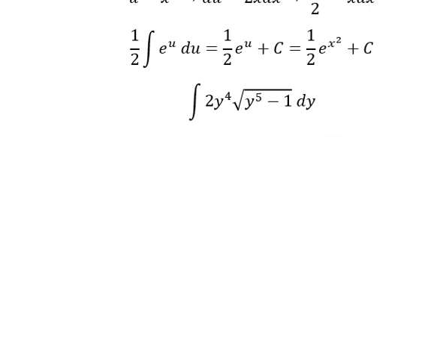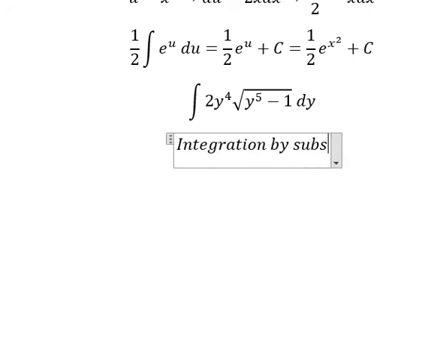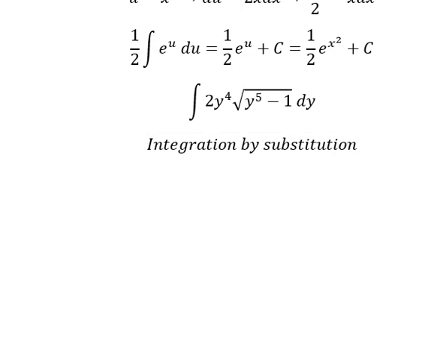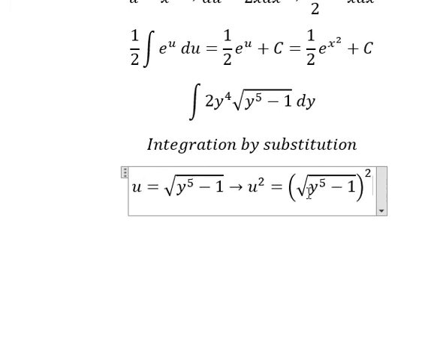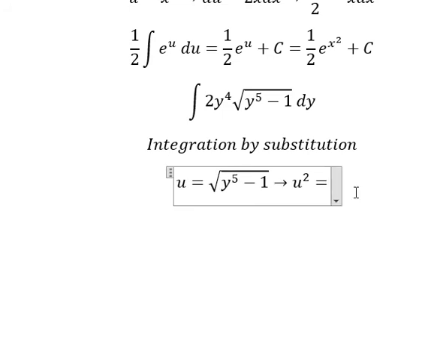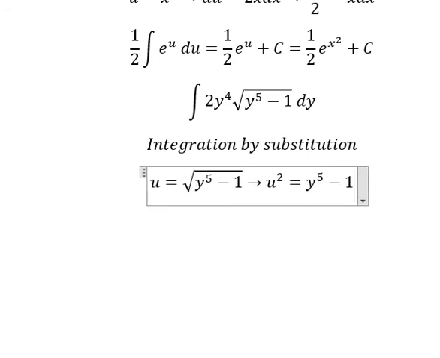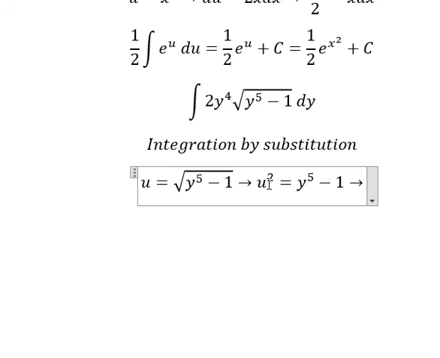We need to use integration by substitution. So I will put u equals the square root of y to the power of 5 minus 1. Later, we square both sides to cancel the square root. Next, we need to first take the derivative of both sides.